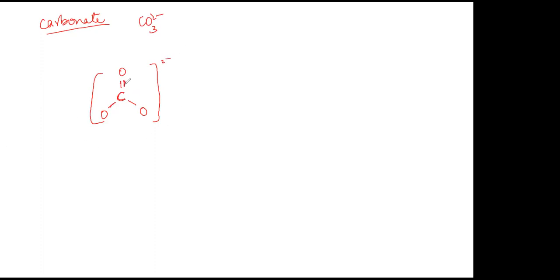Now, the double bond keeps alternating between all 3 oxygens. So the way this works out is, let me erase this part. 1, 2, 3, 4, 5, 6. And this one has only 2 lone pairs, so you have a minus extra.